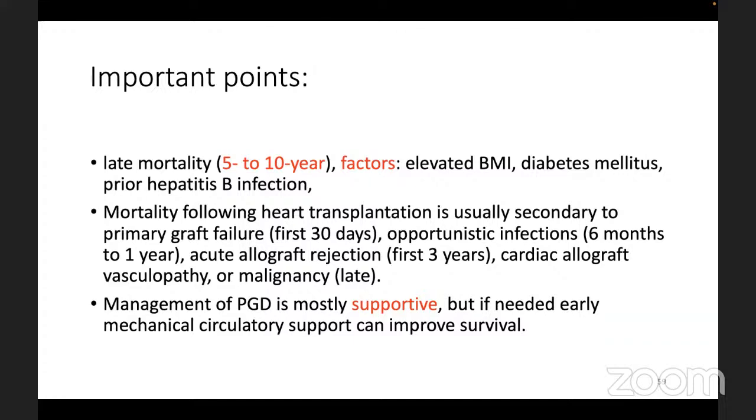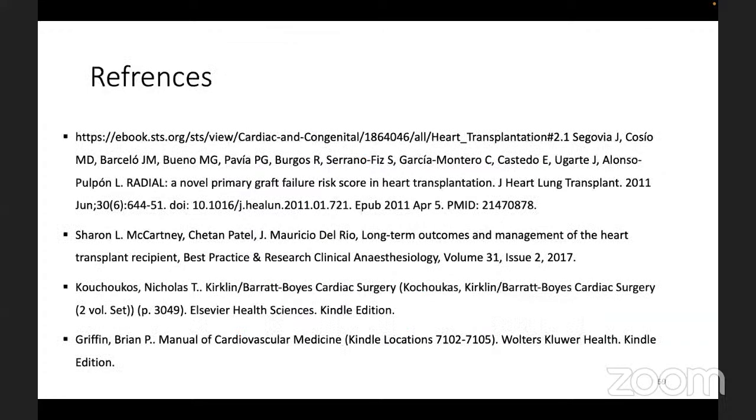The management of primary graft dysfunction is mostly supportive, but if needed, early mechanical circulatory support may be considered to improve survival. Those were the references. Thank you so much. If you have any questions, please ask.